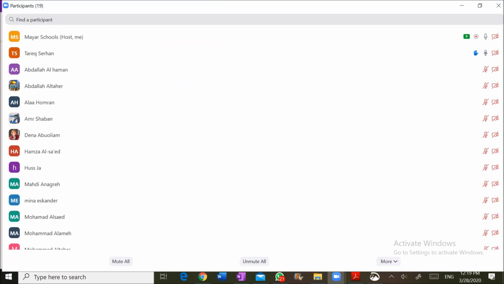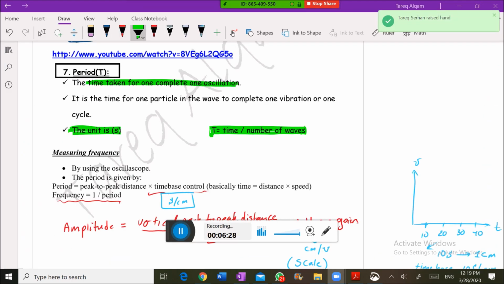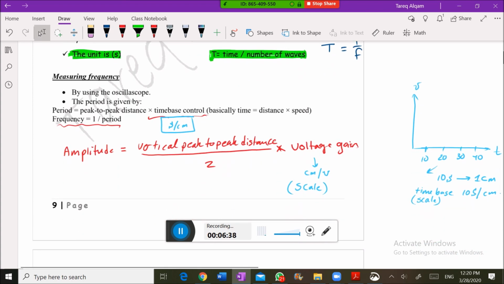Is the period also 1 over f? Definitely. Okay, so the period is 1 over f. It is inversely proportional. Okay, guys.